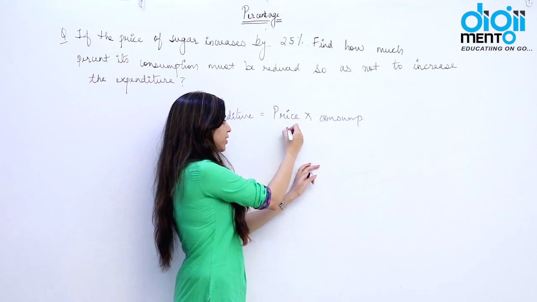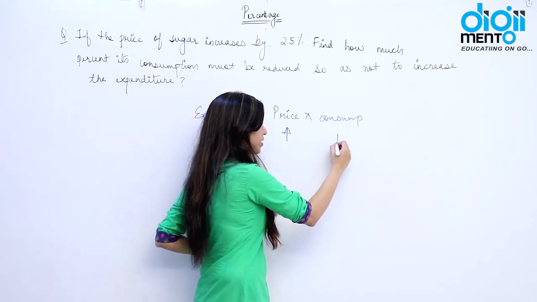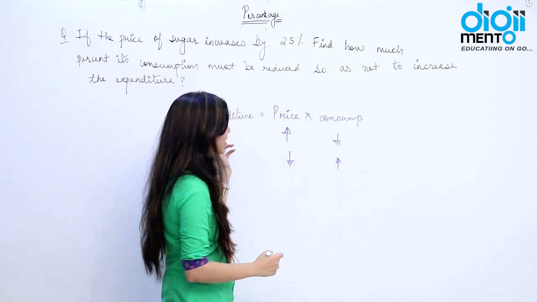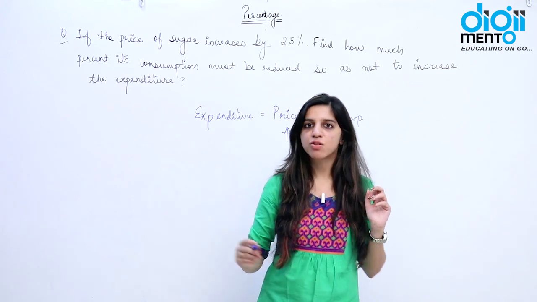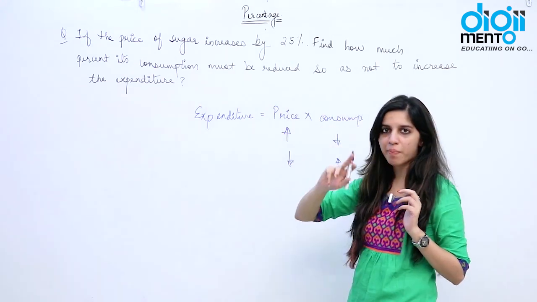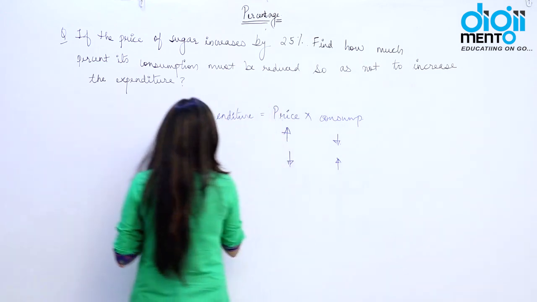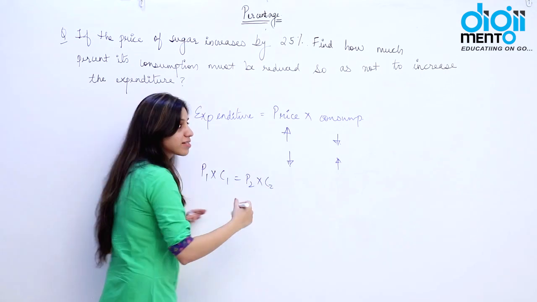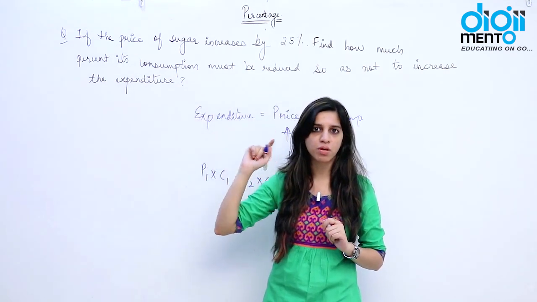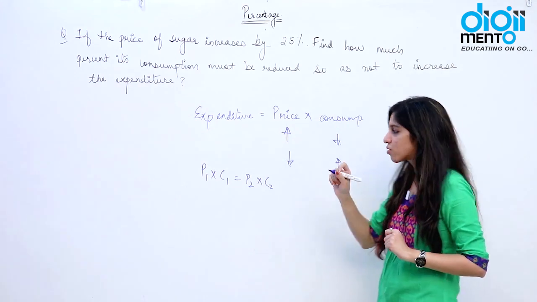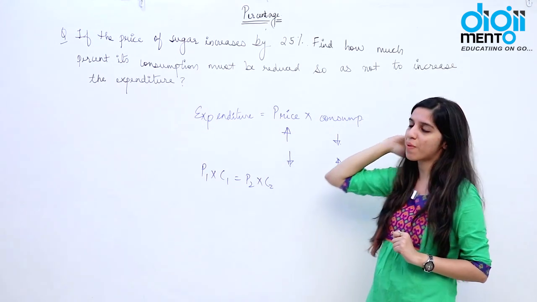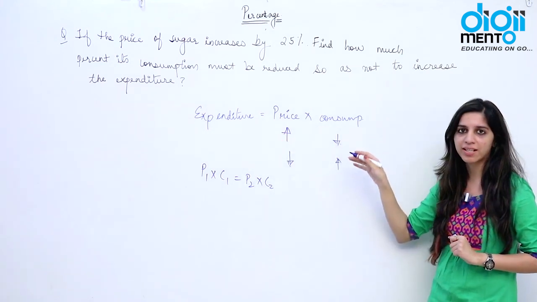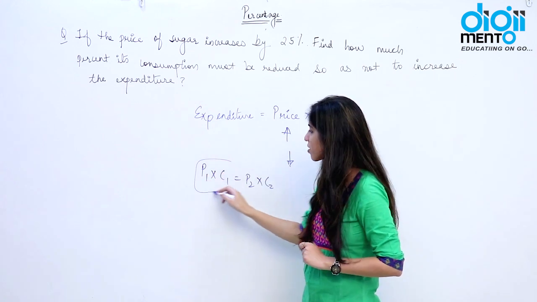If the price of a commodity increases, consumption has to be decreased. If the price of the commodity decreases, consumption has to be increased, because we need this expenditure to be a constant. So we use the same concept. What do we say? P1 into C1 should be equal to P2 into C2. This is the same concept that we use in work and time problems, where we equate man, days and hours. So this is the same concept we are using to keep the expenditure constant. If price increases, consumption should decrease. That means this product must be a constant.